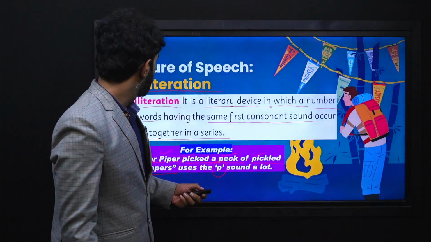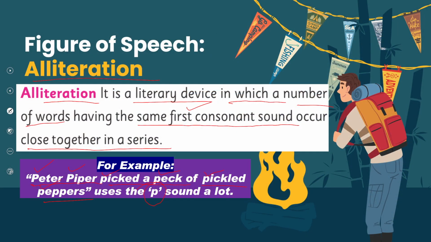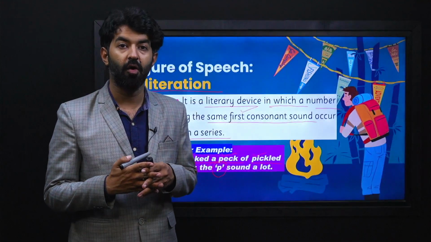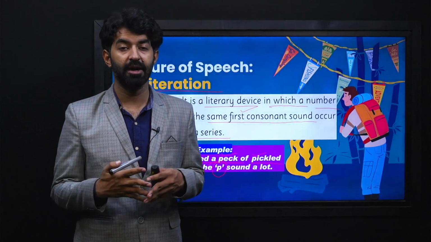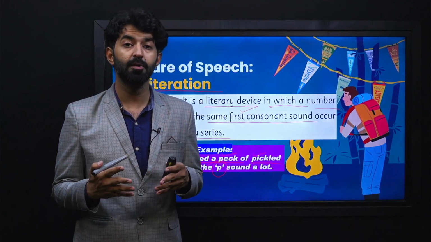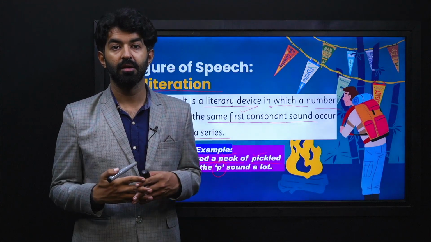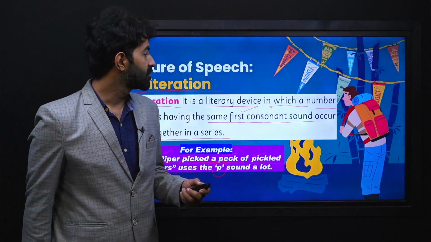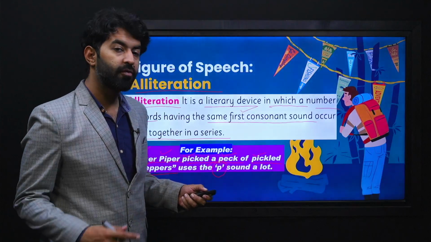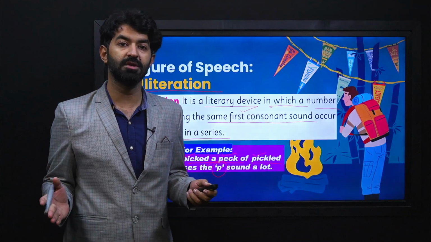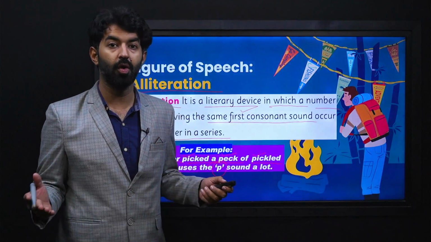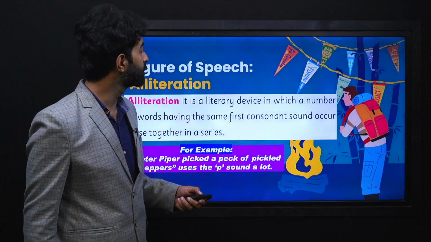Now, all these have the same first consonant sounds, which is of P, and there are a lot of other consonants that you can find in poetry and in tongue twisters. So this is our alliteration where we are encountering the same consonant sound again and again in the whole verse or in the whole line.